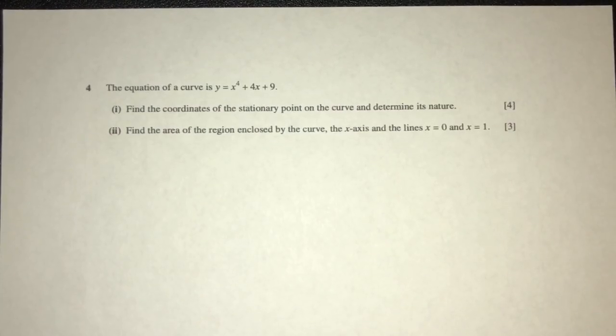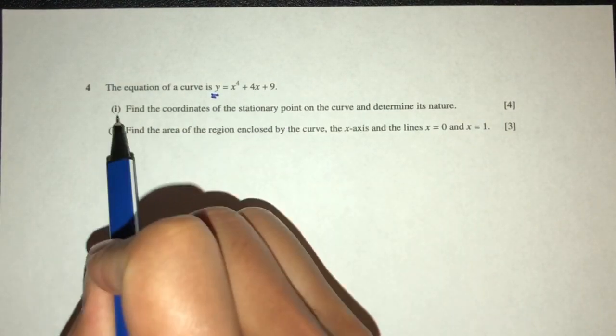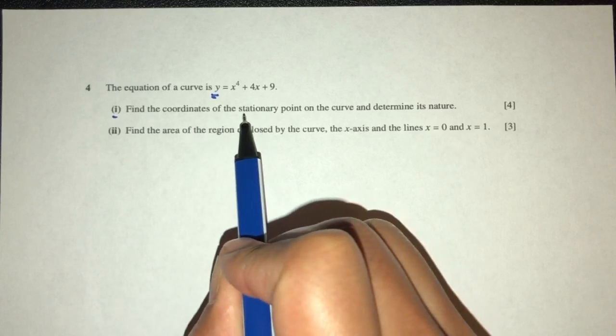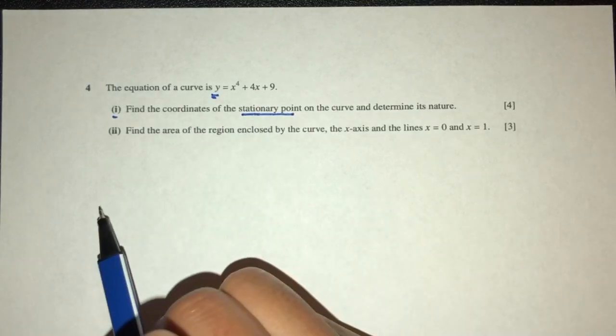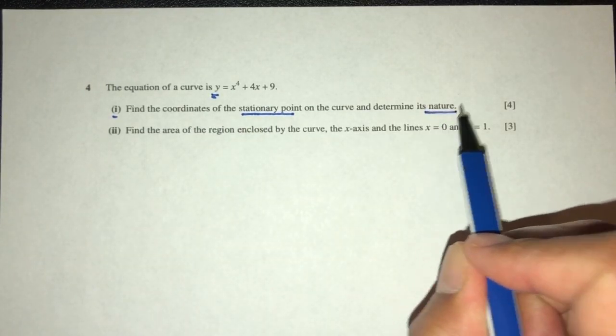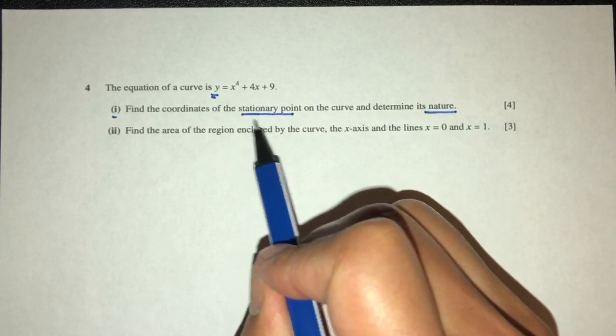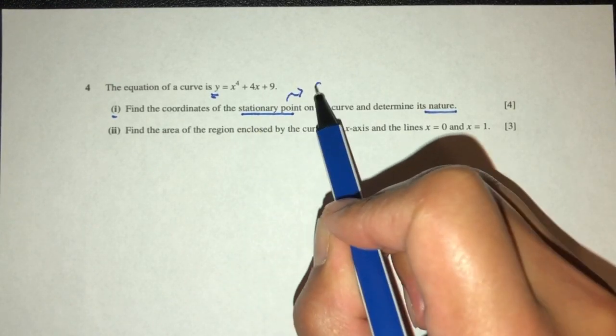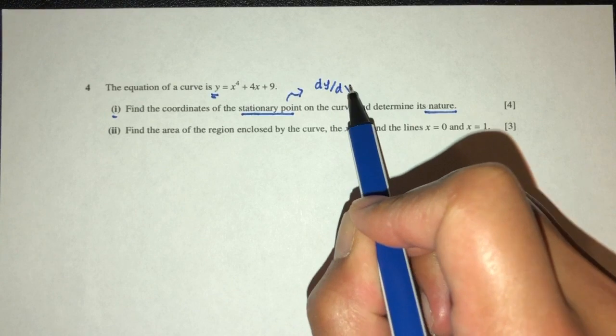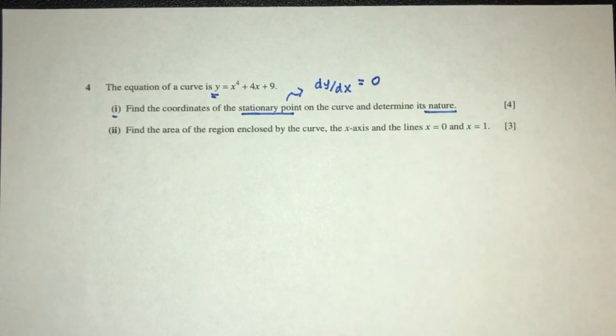Now let's move on to the next question. The equation of the curve is given to you by y. Now we have to find the coordinates of the stationary point on the curve and find its nature. So pretty easy. When you have to find the stationary point, we have to find dy by dx at which it is equal to 0.